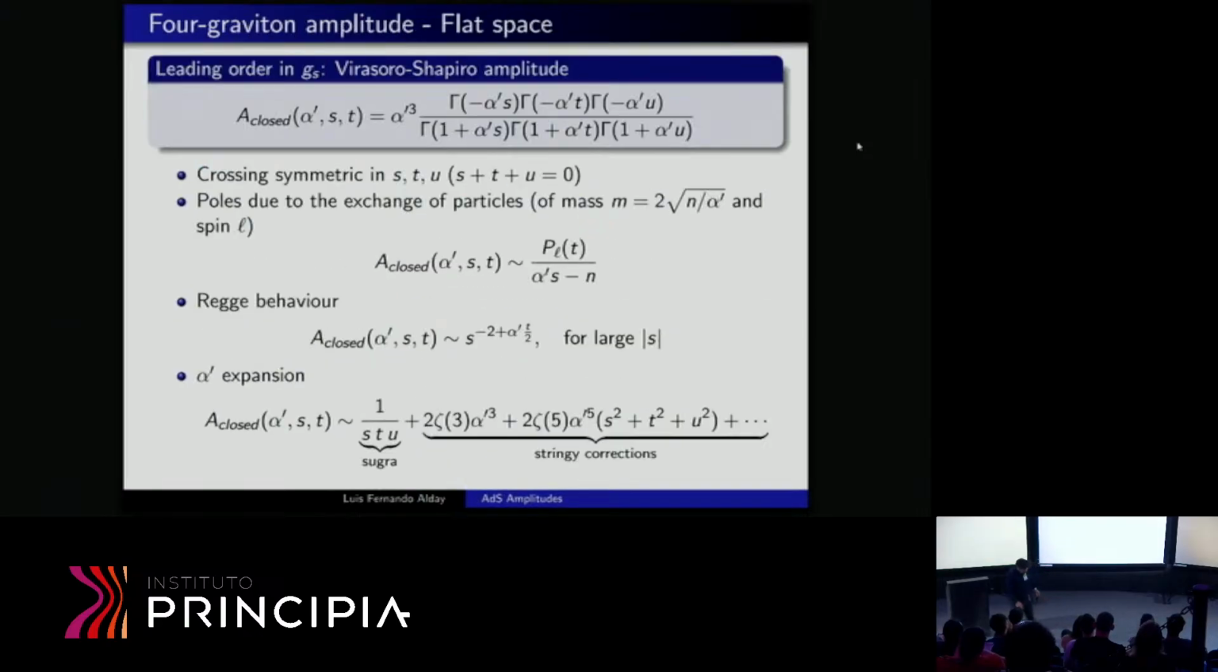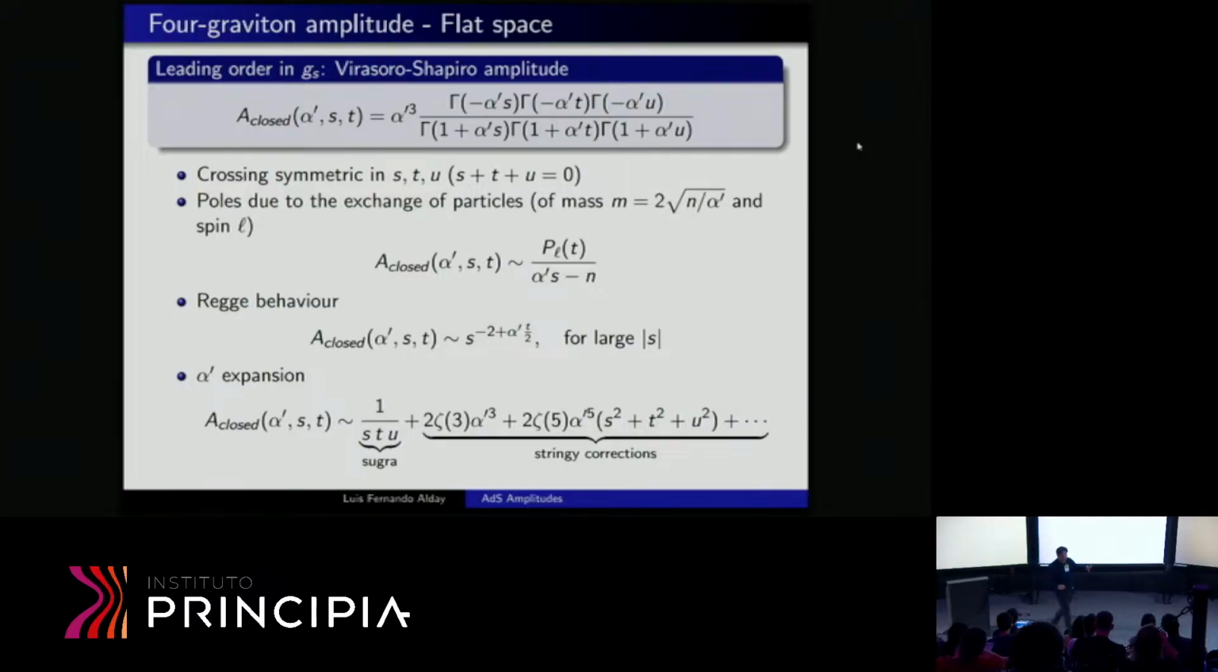So the first term in the small alpha prime expansion corresponds to the supergravity amplitude, and then we have a tower of corrections, and this tower of corrections is given by powers of alpha prime times a symmetric homogeneous polynomial in the variables S, T and U. So here you have a polynomial of degree 1, a polynomial of degree 2, a polynomial of degree 3, and so on. Is that okay?